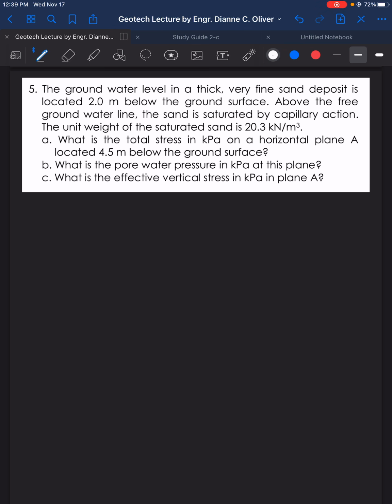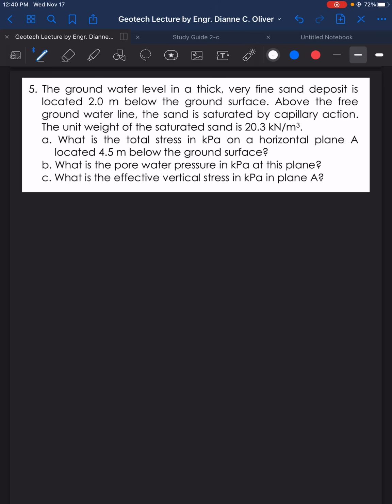So for number 5, we have the groundwater level in a thick, very fine sand deposit. The groundwater table in a thick, very fine sand deposit is located 2 meters below the ground surface. Above the free groundwater line, the sand is saturated by capillary action. The unit weight of the saturated sand is 20.3 kilonewton per cubic meter. What is the total stress in kilopascal in a horizontal plane A located 4.5 meters below the ground surface?